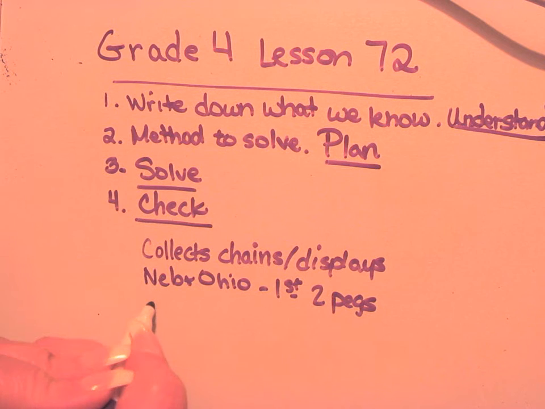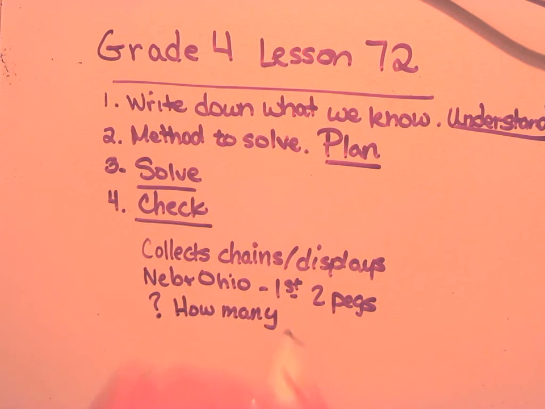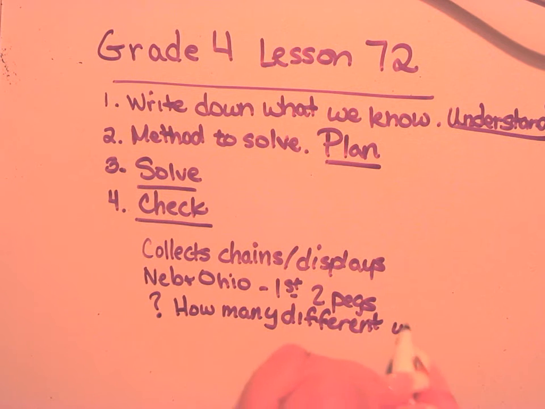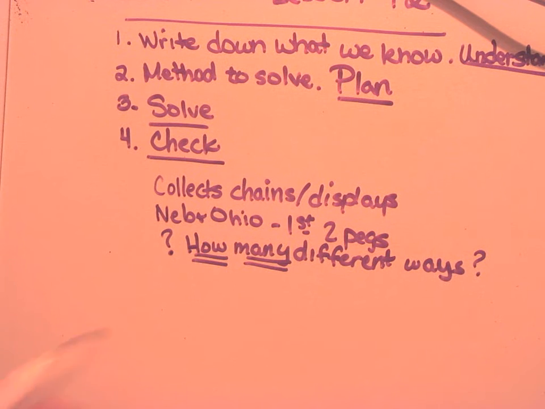So we want to find out, what are we looking for? It says how many different ways. How many means to show me a number. Are there 4? Are there 5? Are there 7? Are there 10? What is it? So what we want to do then is we want to make sure that we figure out our plan. So with this one, I would probably make a list and see what I have.